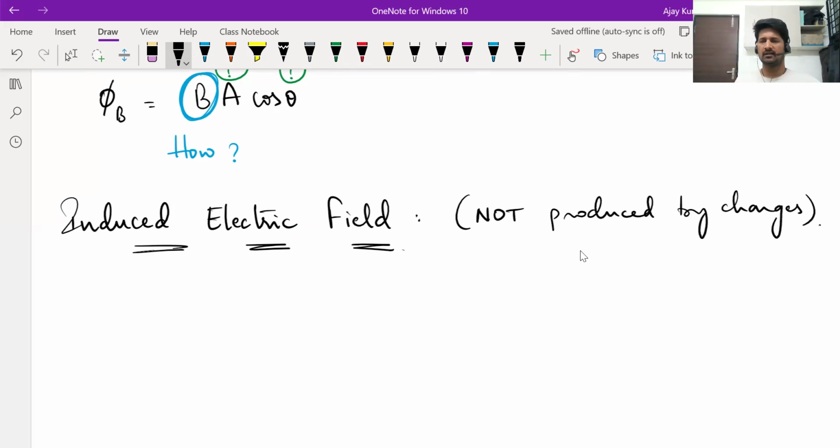Usually what we learned about electric field is that field lines emerge from positive charges and terminate at negative charges. Charges produce electric fields. But there is another way to produce an electric field, without charge.